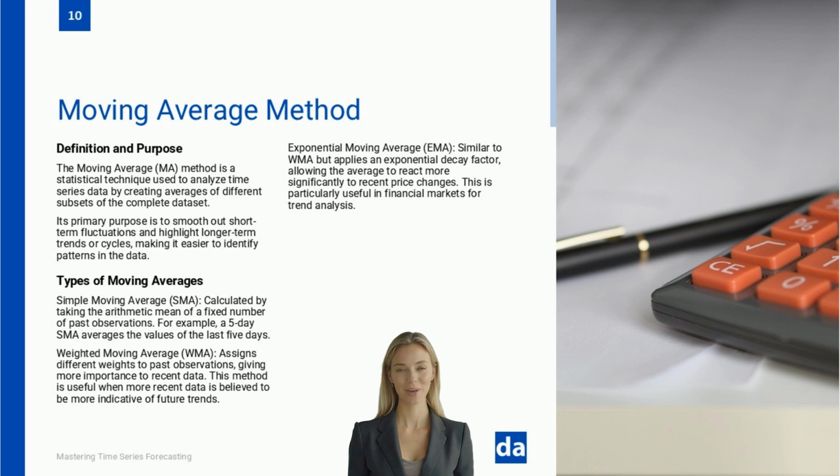Finally, we have the exponential moving average, or EMA. This method is similar to the WMA, but incorporates an exponential decay factor. This allows the average to respond more significantly to recent price changes, making it especially valuable in financial markets for trend analysis. In summary, the moving average method is a versatile tool that can help us analyze data more effectively by smoothing out fluctuations and highlighting important trends.